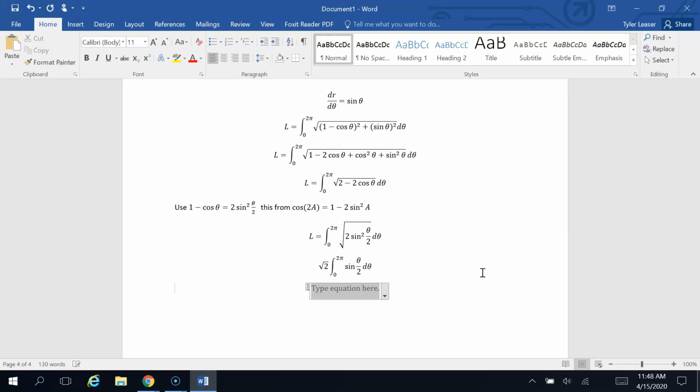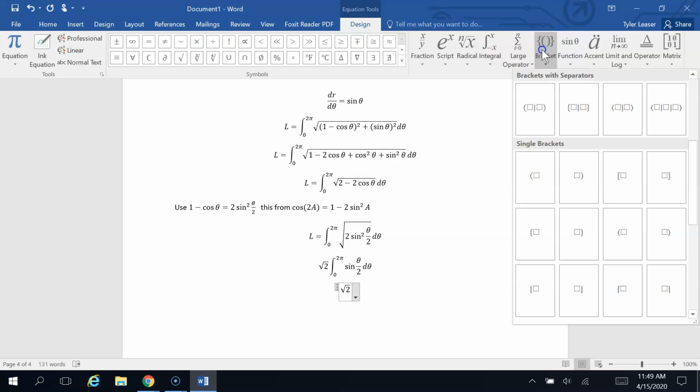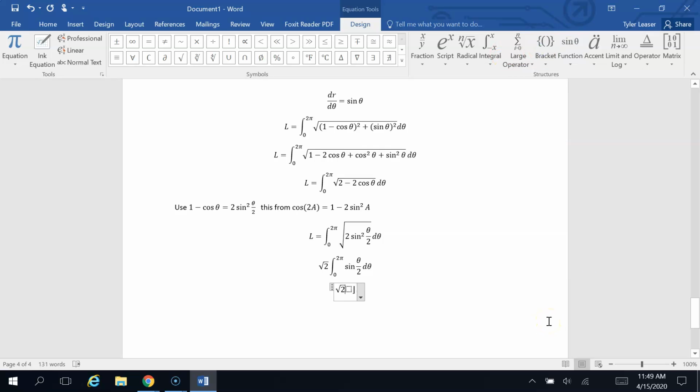All right, antiderivative of this isn't too bad. We still have the square root of 2 out in front. And then the antiderivative of sine of theta over 2. We're going to divide by 1/2, which is the same thing as multiplying by 2. And then the antiderivative of sine is negative cosine. And then this is going from 0 to 2 pi still.